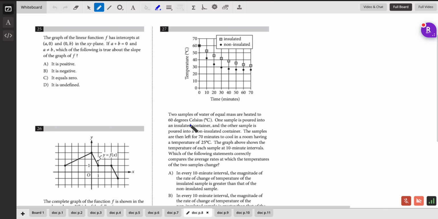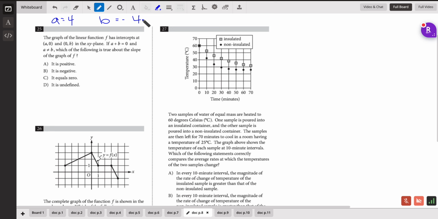Number 25. The graph of a linear function f has intercepts at (a, 0) and (0, b) in the xy plane. If a plus b equals 0 and a is not equal to b, which of the following is true about the slope of the graph of f? Okay, so let's just make this really easy. If a plus b equals 0, then they have to be the same number but opposite. So let's just say that a is 4 and b is -4, right? Because two numbers that add together to get 0 have to be opposite signs.